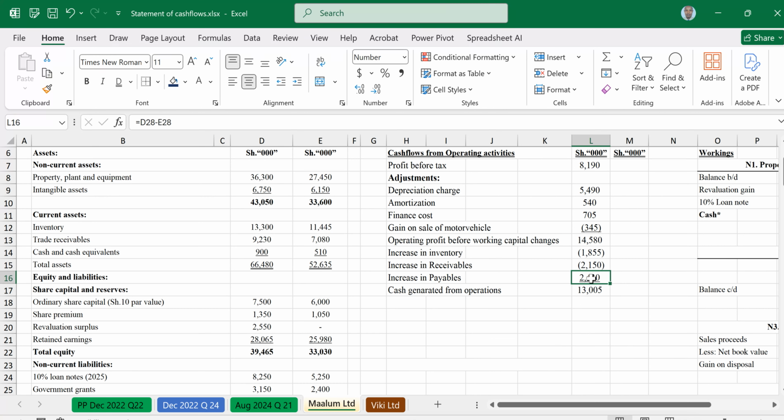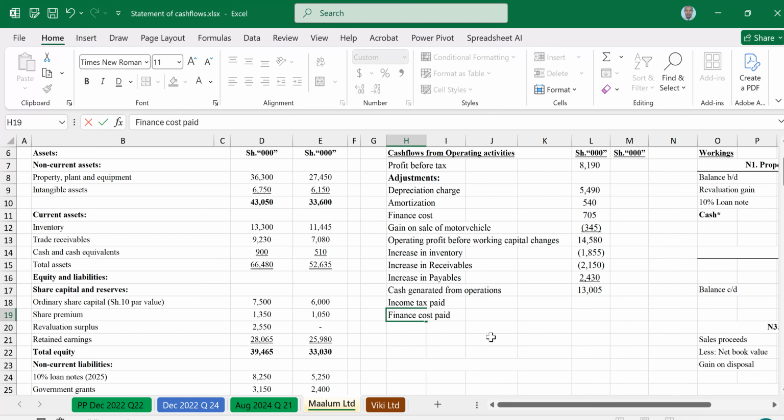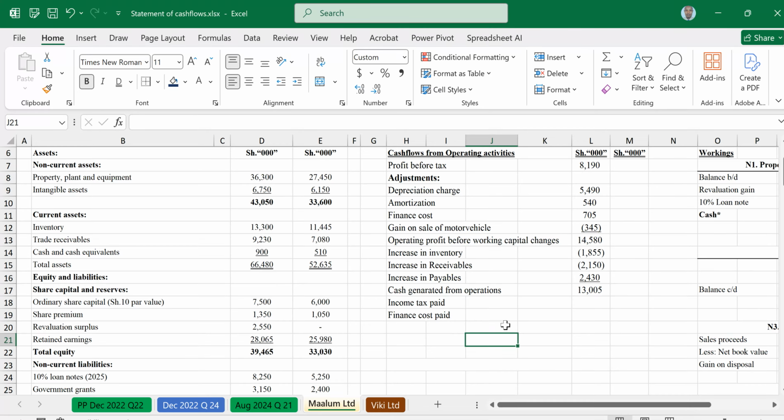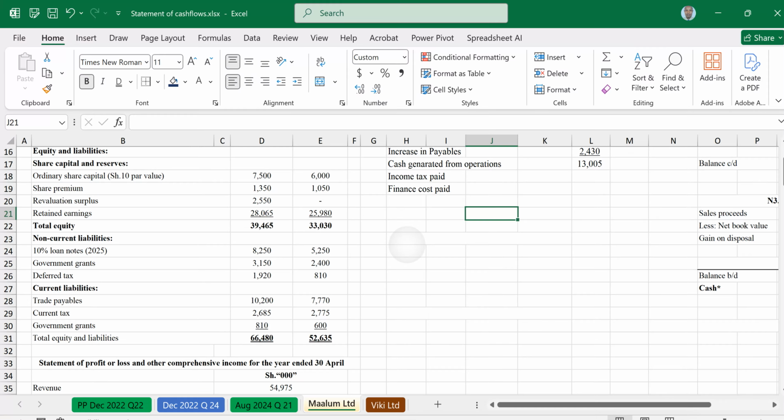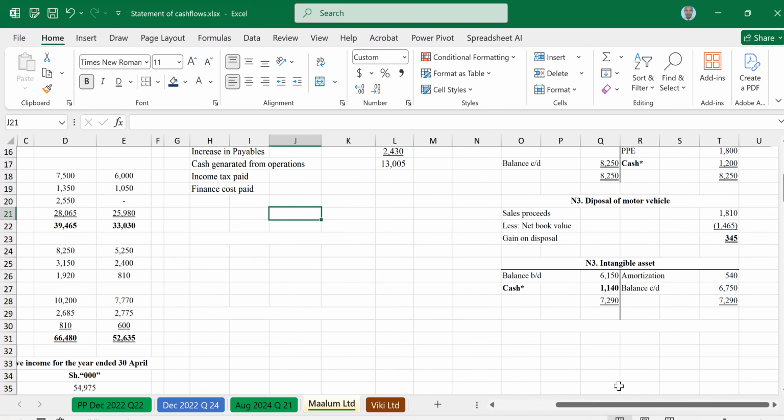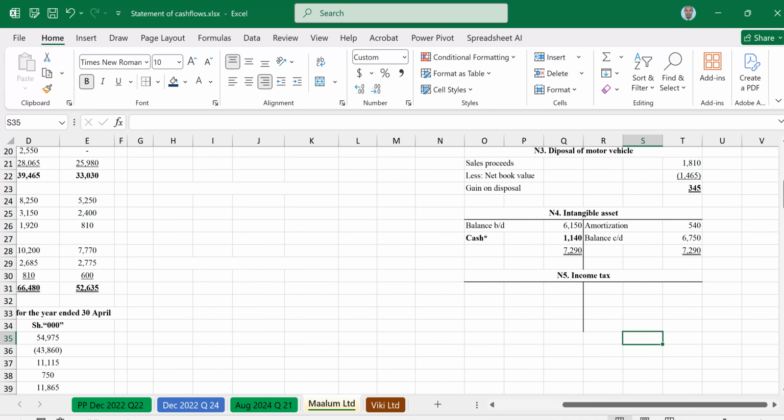Now, after the cash generated from operations, we need income tax paid. We also need the finance cost paid. So we start with the income tax paid. You can see these current liabilities, the current tax and also deferred tax, that have been given. So we draft an account for that. The income tax account, and we have deferred tax liability brought down. We also have the current tax liability brought down.